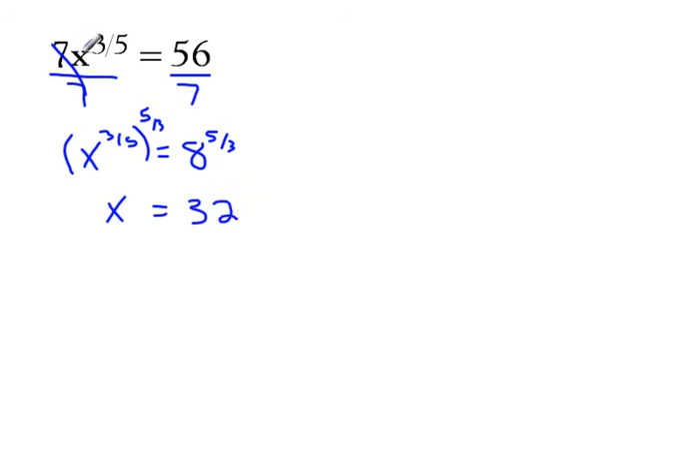Now let's plug in and check. We've got the 5th root. 5th root of 32 is 2. 2 cubed is 8. And then you take the 8 times the 7, you get 56. 32 works. It is a good solution.